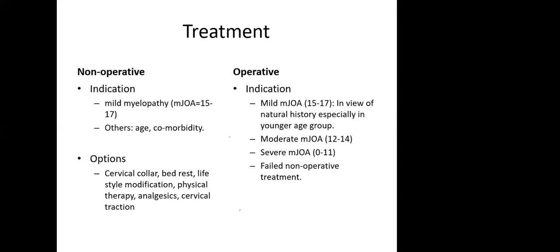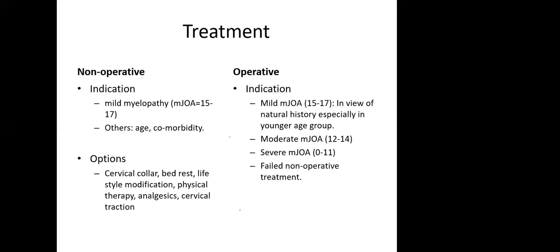Then, in the presence of comorbidity, for patients that cannot withstand surgery, that have very poor canal stenosis, this patient may also be considered for non-operative management. And the options include the use of a cervical collar. This helps to reduce the micro trauma caused by the dynamic components, as explained by the previous speaker. Bed rest, lifestyle modification, physical therapy, analgesics, and also cervical traction. All this has been described by many researchers. However, I must say that these options for non-operative management may be the first line of treatment, even when patients are being worked up for operative management.